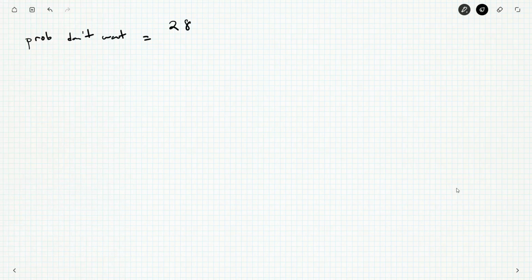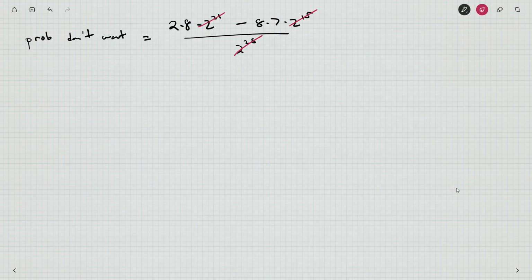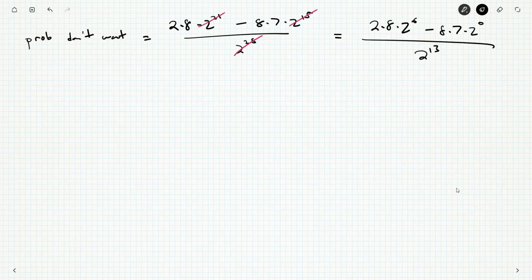is 2 times 8 times 2 to the 21 minus 8 times 7 times 2 to the 15 over 2 to the 28. Right away, I can see I can divide by 2 to the 15 on the top and bottom. And we're going to get 2 times 8 times 2 to the 6 minus 8 times 7 times 2 to the 0 over 2 to the 13. We can divide by 2 to the 3 with these 8s, so it'll be 2 times 2 to the 6 minus 7 over 2 to the 10.